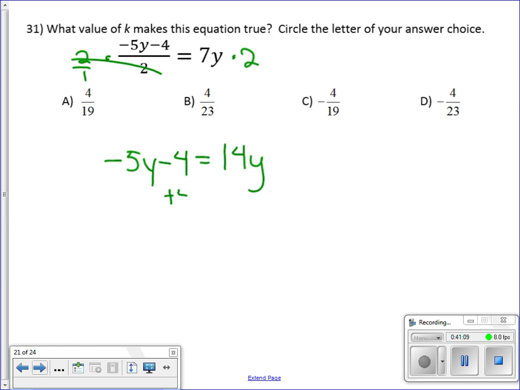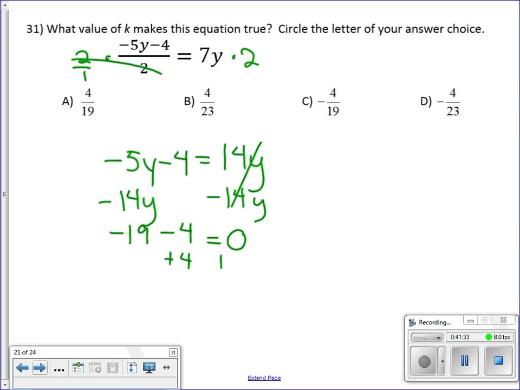I need to get rid of the 4, so I'm going to add 4 to both sides. Oh, excuse me, no, I'm not. I'm going to get rid of the 14 because I need to move my 14 to the other side. So I'm going to subtract 14 from here, which means I'm going to subtract 14 from here. This cancels out, and I get 0. And then this becomes negative 19y minus 4 is equal to 0. I need to add 4 now to both sides to get rid of the 4. Negative 19y is equal to 4.